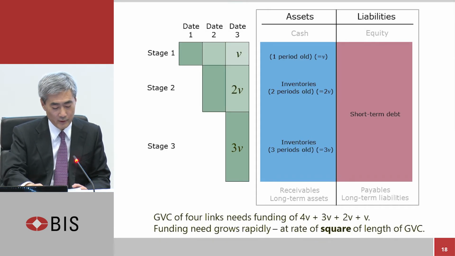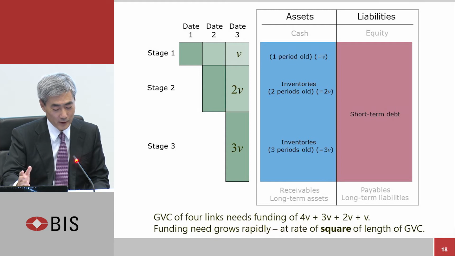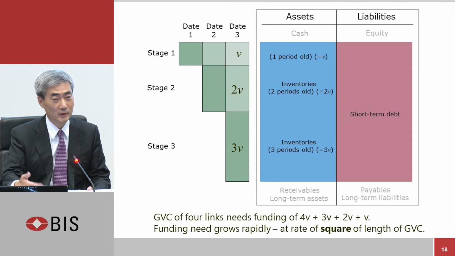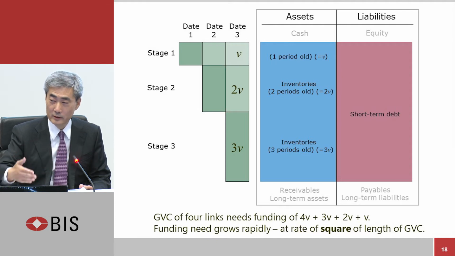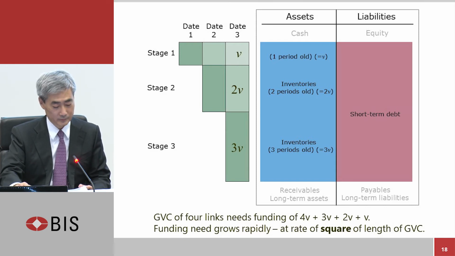Now, you can see that the financing need of the firm increases very fast as the length of the chain grows. If the chain has 4 stages, then the total financing need would be 4 plus 3 plus 2 plus 1. And this is the arithmetic series, or the area of the triangle, which is half the area of the square. So the total financing need is growing at the rate of the square of the length of the chain. So another way of saying this is that the financing need is nonlinear and is a convex function of the length of the chain. So when the global value chain is already very long, a lengthening entails much higher financing needs.